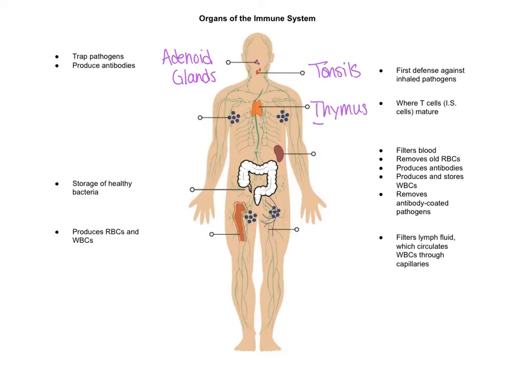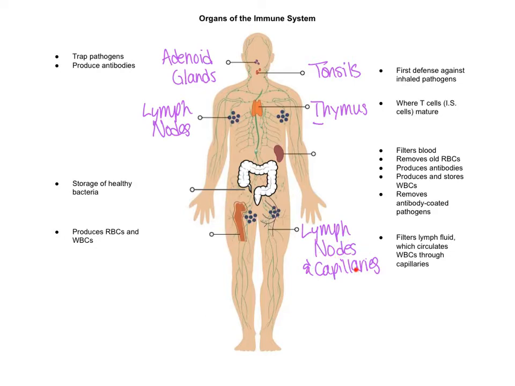The thymus, sometimes called the thymus gland, is an organ of the immune system that produces T cells. So emphasizing the capital T for thymus, thinking about T cells. And you'll be learning more about what T cells are starting tomorrow. But T cells essentially are one of the most important cells of your immune system.